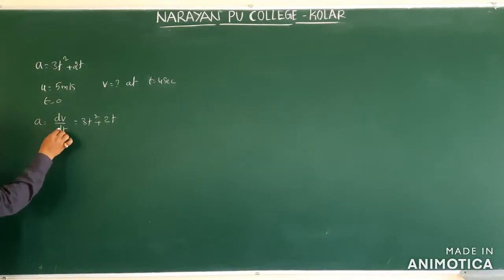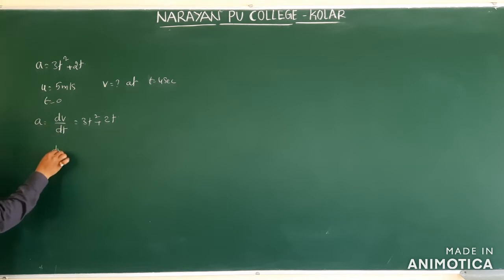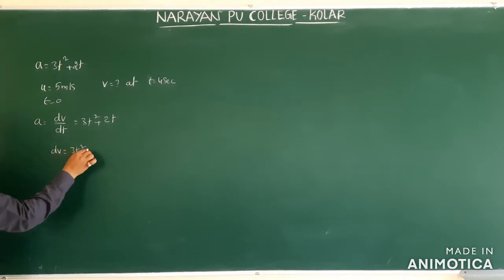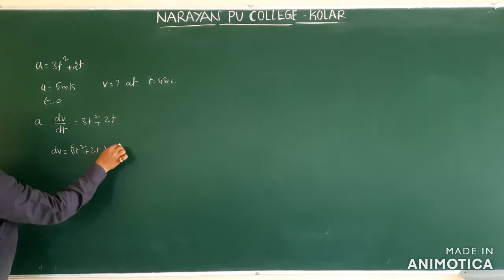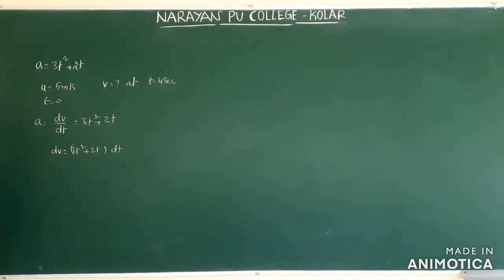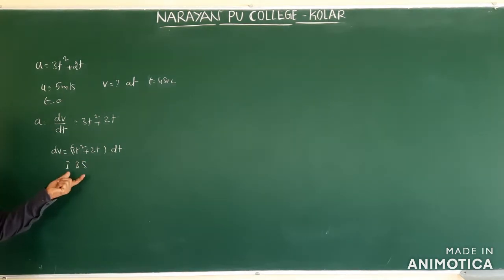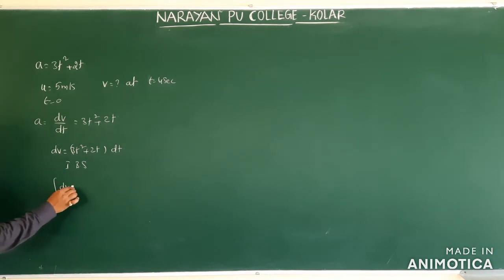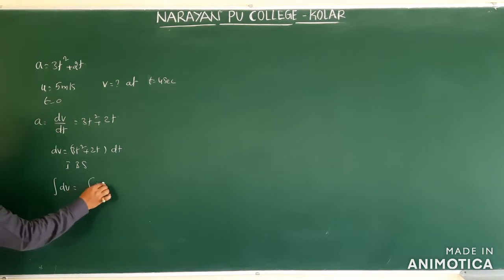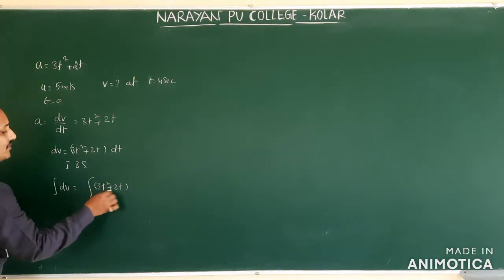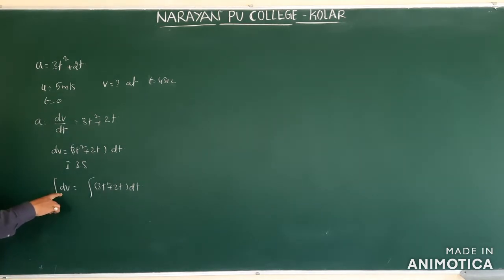So we want velocity. So write dv here. dv is equal to 3t square plus 2t dt. Now what we have to do? Integration on both sides. Yesterday I wrote fully. Now I am writing shortcut. Integration on both sides. So integral dv is equal to integral 3t square plus 2t dt. LHS velocity, RHS in terms of time.